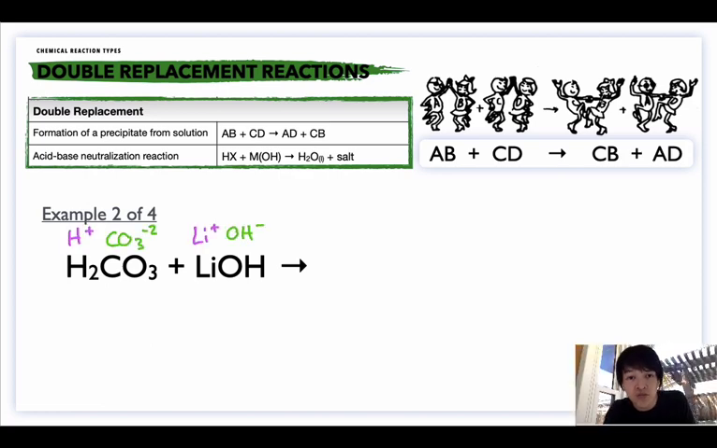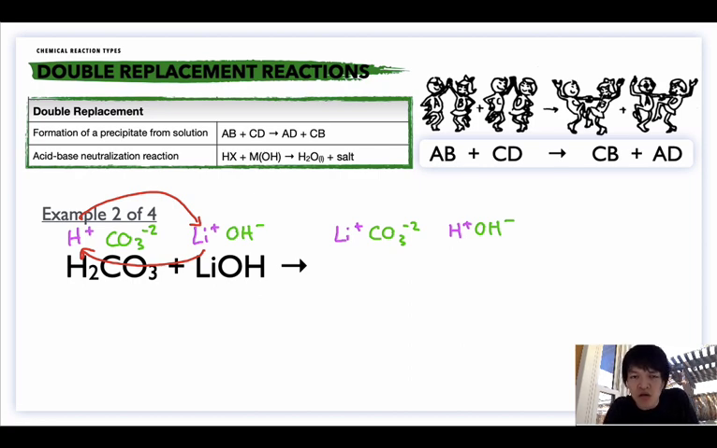Once you have the ions written, you go ahead and do a swap. Again, you can either swap the positive with the positive, or you can swap the negative with the negative. It doesn't matter which one you do because the outcome is going to be the same. So here's the result of the swap.